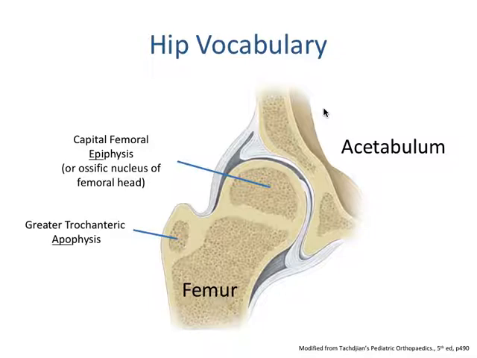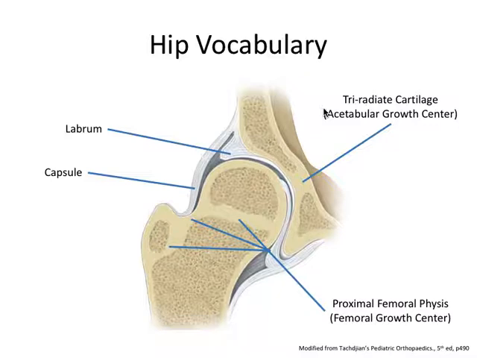So let's start with some hip vocabulary. The acetabulum is the socket. The femur has the ball and the thigh bone. Obviously, I'm speaking to a pretty sophisticated crowd, but the further anatomy is that we have the capital femoral epiphysis, which is the ossific nucleus of the proximal femur, and then the greater trochanteric apophysis is another growth center that shows up in early life. Some of the soft tissues that are important, the labrum and the capsule, are not seen on X-ray, but form important parts of the structure of the hip.